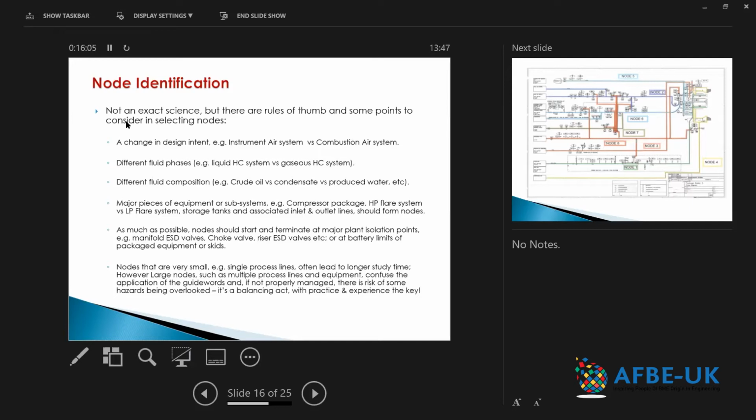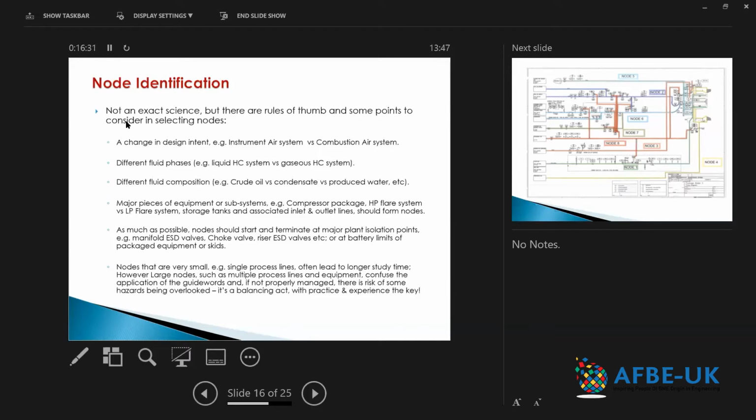Rather than that, if you combine the two nodes, both the recycle and the return line and the supply line, it's ideally better to take those as a single node. So you don't want your nodes to be too small, but at the same time not too large and complex, because you're likely to miss out on certain things. And then you would confuse the application of the guide words as well.